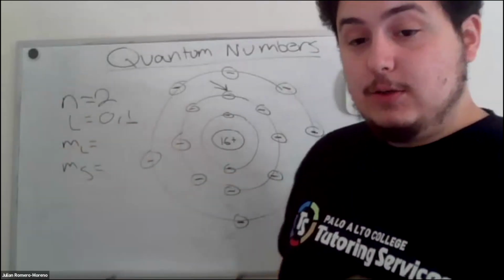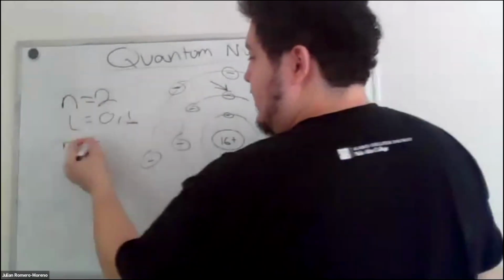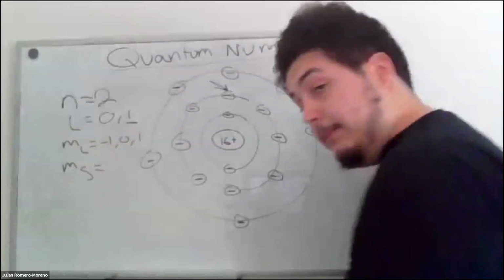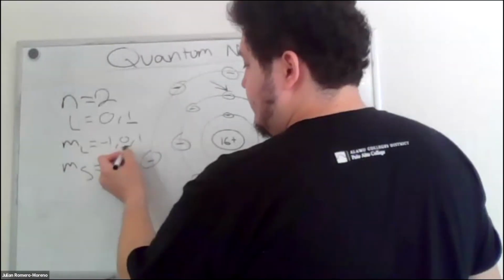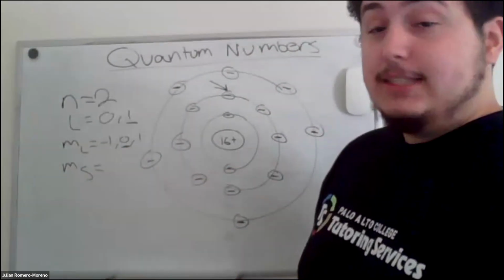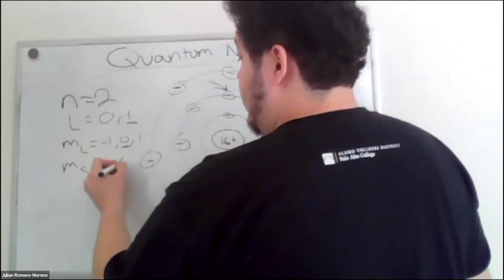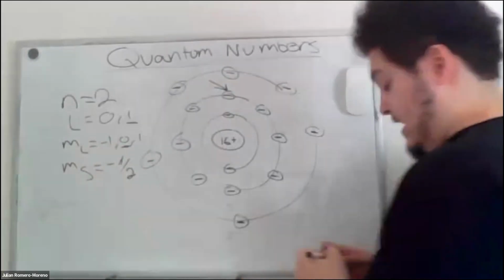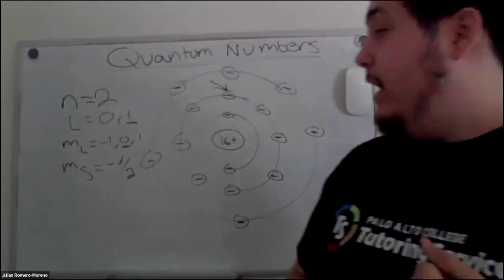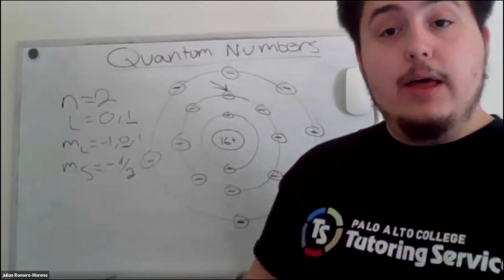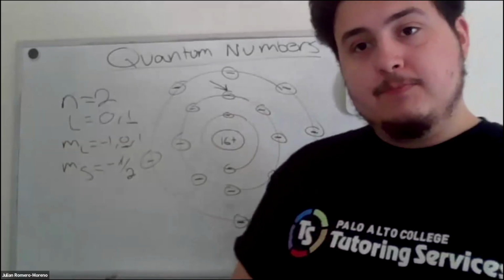Now for its magnetic quantum number, it could be any value from negative L to positive L, which in this case is negative 1, 0, 1, right? I'm going to choose, I don't know, 0. And then for magnetic spin, it can either be positive half or negative half. Let's just assume it's negative half, which represents our downspin. So if I had an n of 2, an L of 1, an ML of 0, and an MS of negative half, these would all be valid quantum numbers for an electron right here.